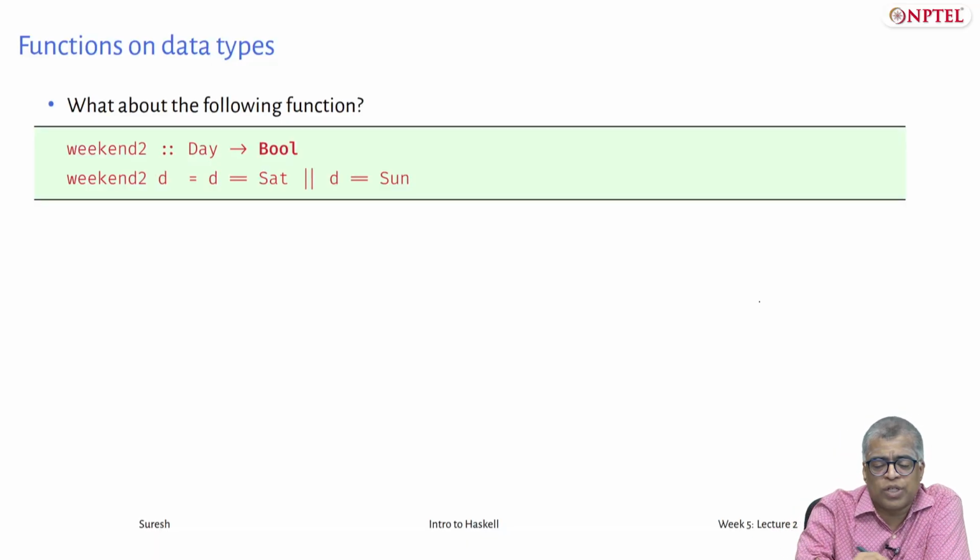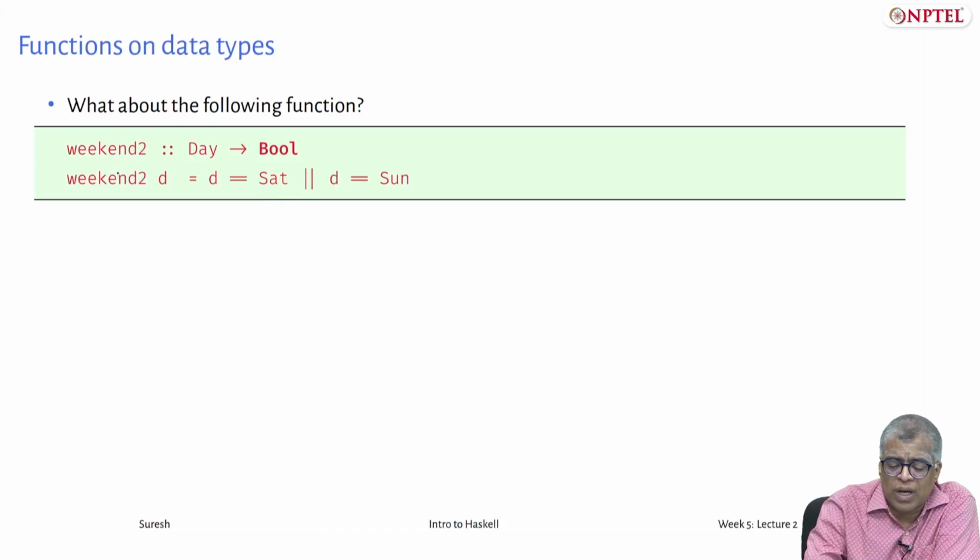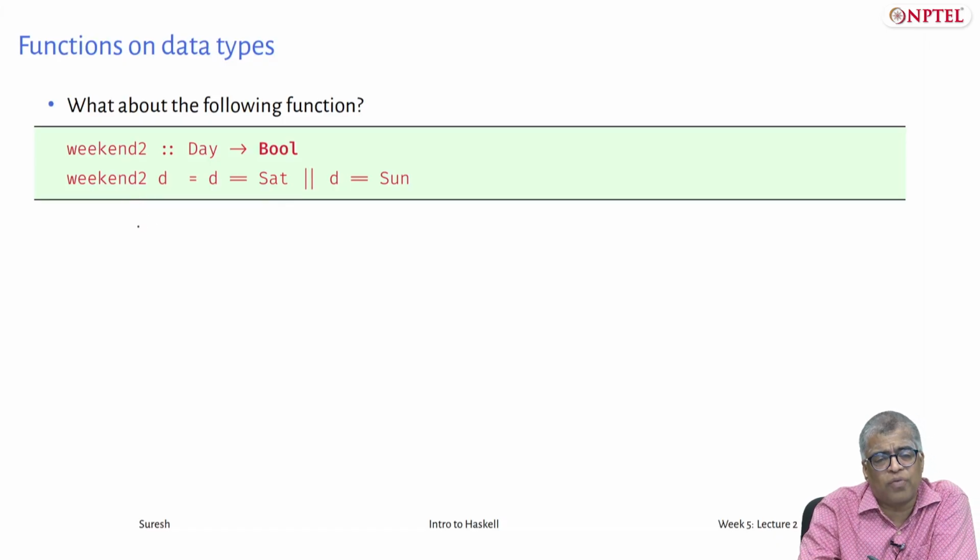How about the following function? The same weekend function we earlier defined using pattern matching: weekend Saturday is true, weekend Sunday is true, weekend anything else is false. Now we could try to define weekend2 of d, where d stands for a day, as d equals Sat or d equals Sun. This is what we want to use.